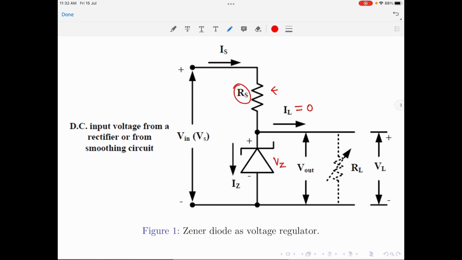Therefore, the series resistance Rs is a very important component in the circuit and care must be taken while selecting its value. If the value of Rs is less than the minimum required value, then the Zener diode will dissipate maximum power and has a very high chance of getting damaged.